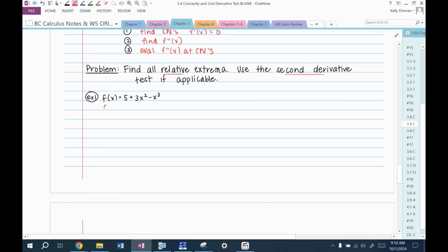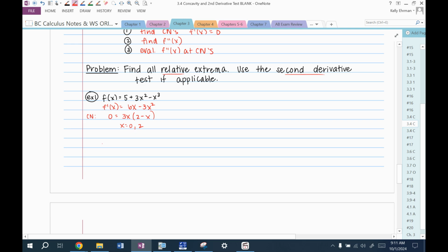Okay, so find all relative extrema, use the second derivative test. All right, so f prime is 6x minus 3x squared. Find the critical numbers. So when is this equal to 0? Well, I can factor out a 3x. That leaves me with 2 minus x. I get 0 and 2. So those are the critical numbers.